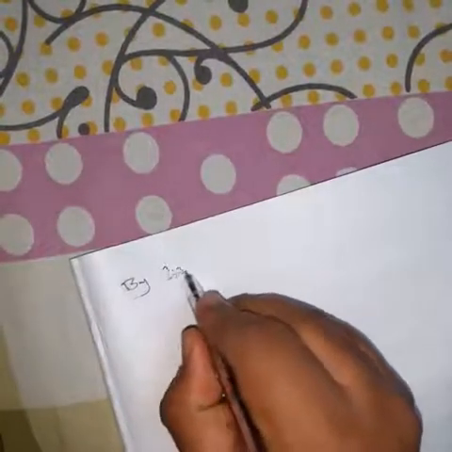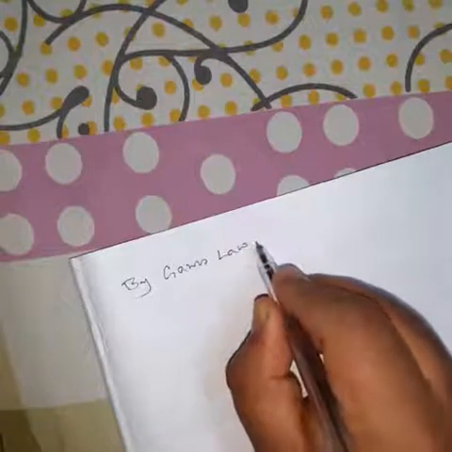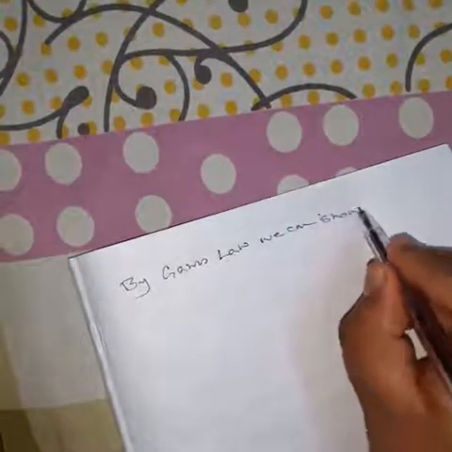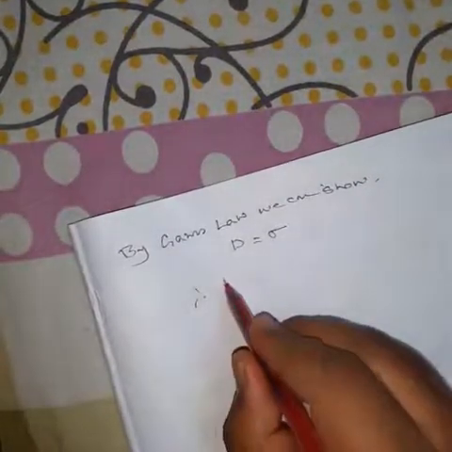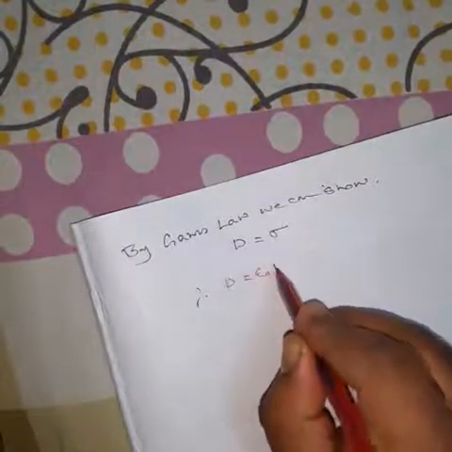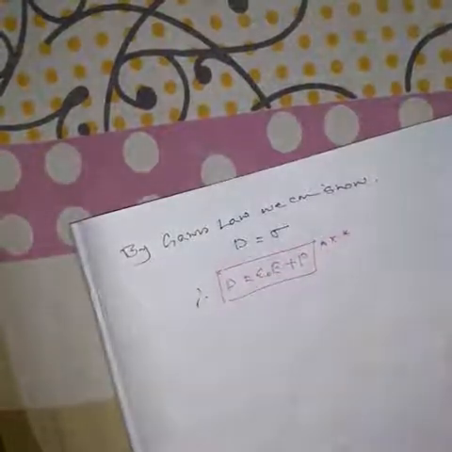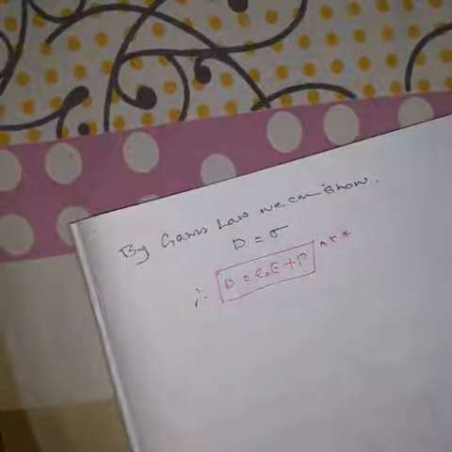And by Gauss's law, we can show, I'll come to that, that the electric displacement vector D equal to sigma. I'll prove this. So therefore we can write displacement vector D equal to epsilon 0 E plus P. This is a very, very important proof, okay? So please check that.